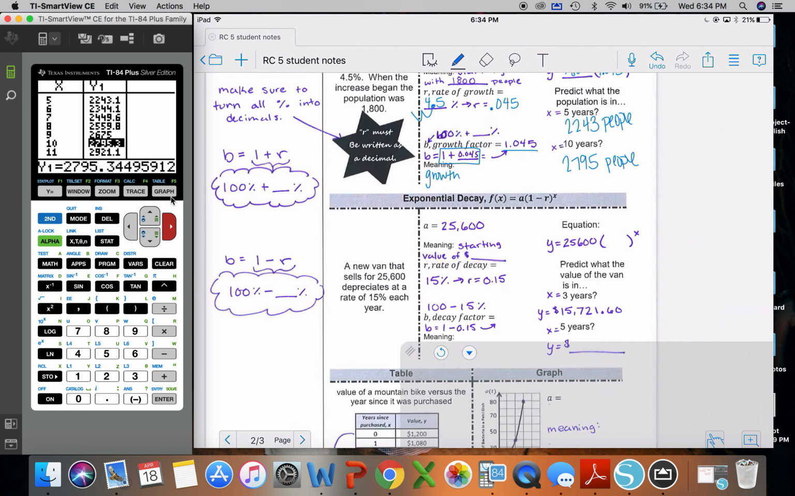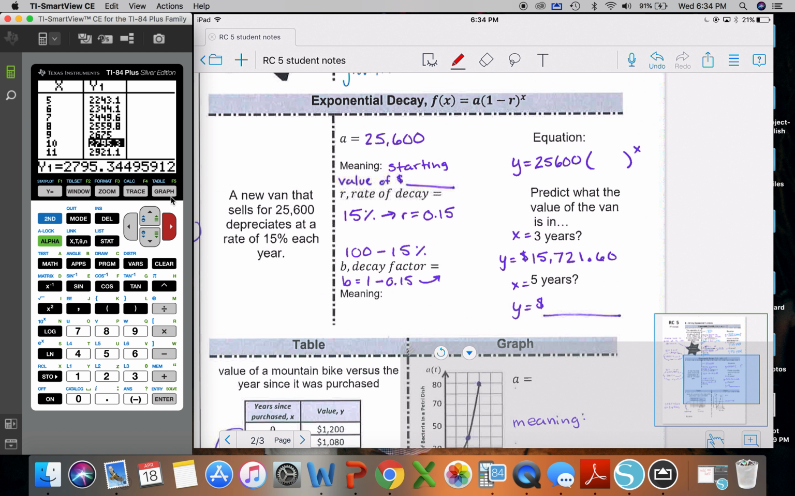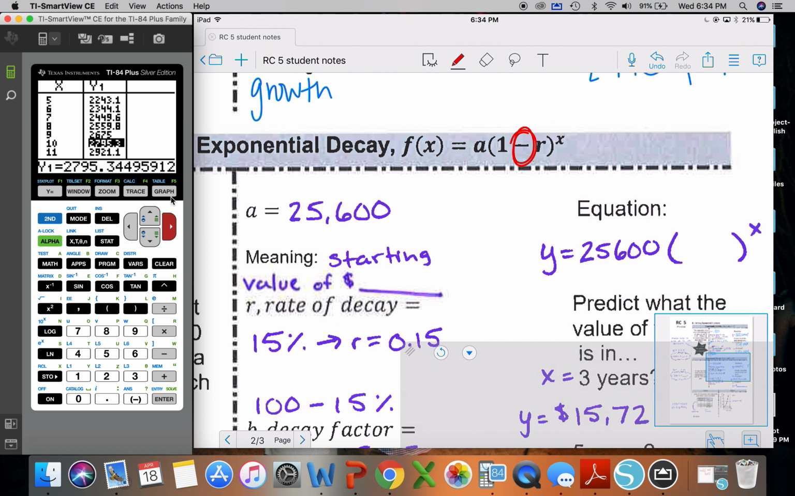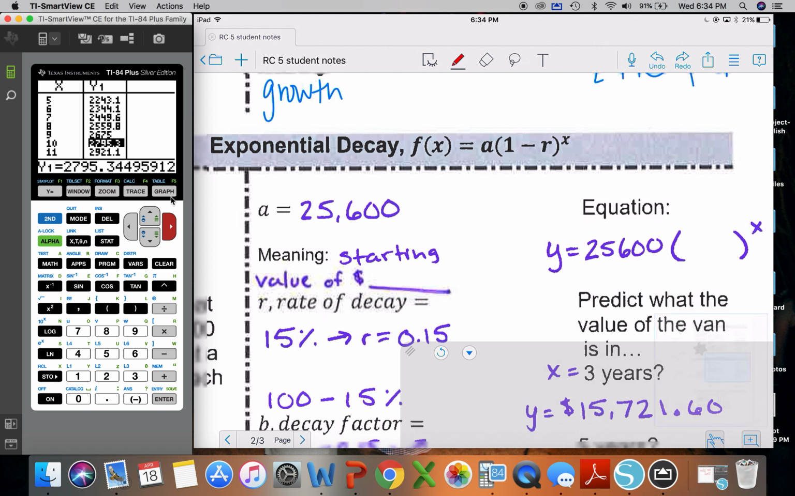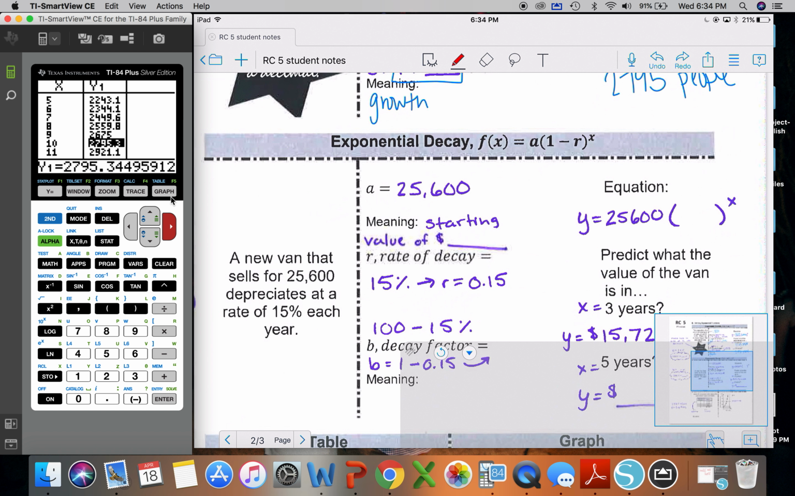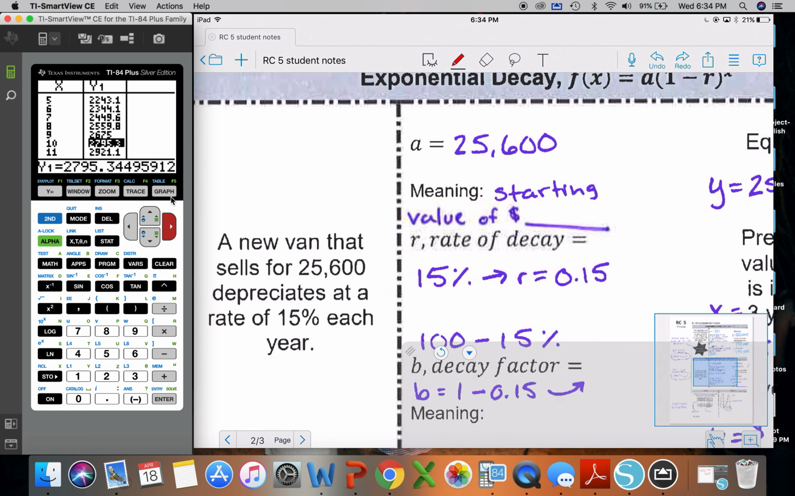In the middle, we're given exponential decay. The only difference between growth and decay is the sign and what you do with 1. So we're talking about a new van. It sells for $25,600 and it depreciates at a rate of 15% each year. So my A value, my starting value, is 25,600. It means we start at that value.